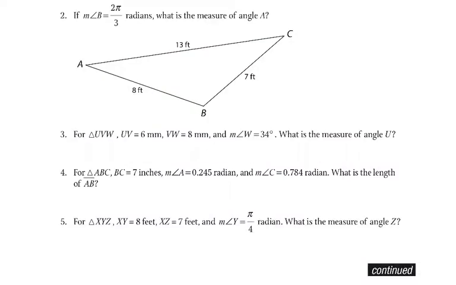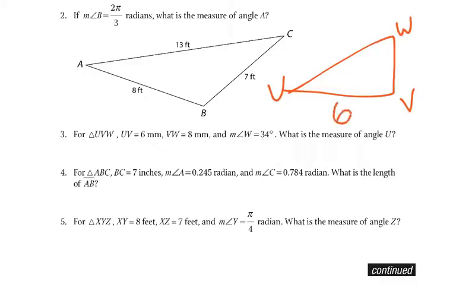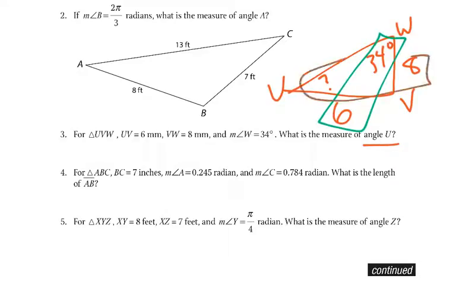Okay, now 3, 4, and 5, we're doing the same thing, this time without the picture. I like to draw the picture. I like to see what I'm doing. So we've got U, V, and W. UV is 6 millimeters. VW is 8. Angle W is 34. It wants us to find angle U. So look for a connection right there and right there.